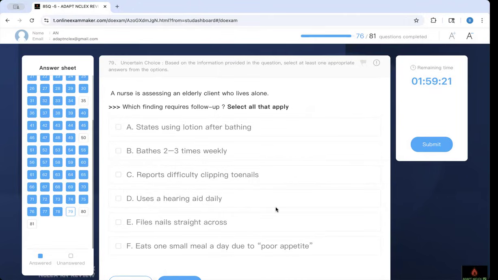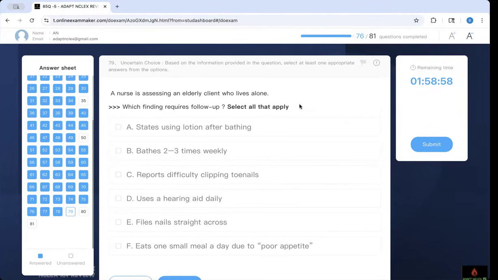And this is assessing an elderly client who lives alone. Which finding requires follow-up? That means they live alone. Home, health promotion. Select or apply. The client states using a lotion after bath. The elderly patient, that's what they say. What did they say again? Bath 2 to 3 times weekly.